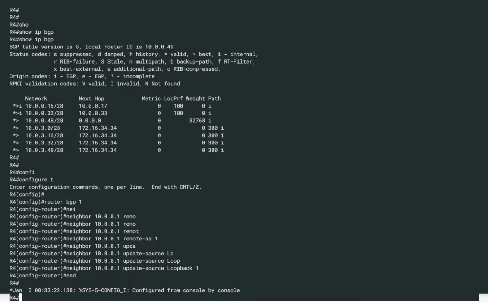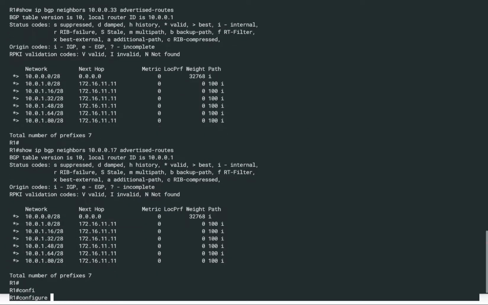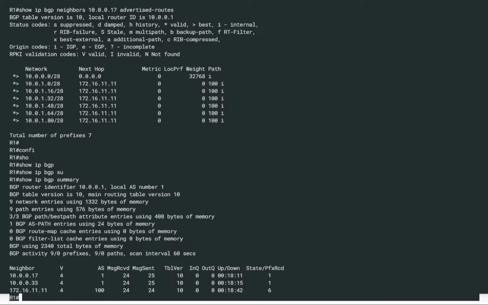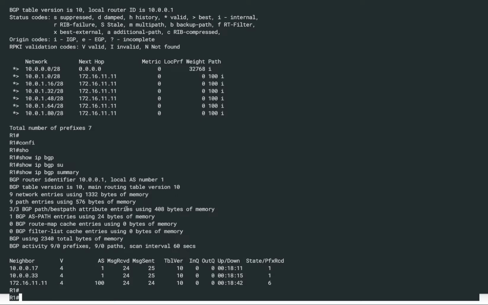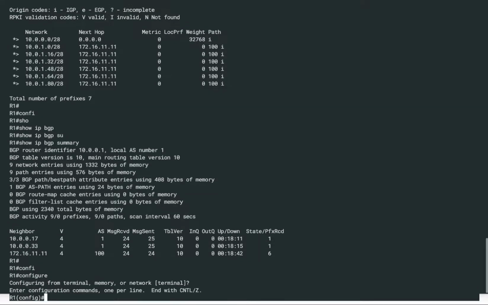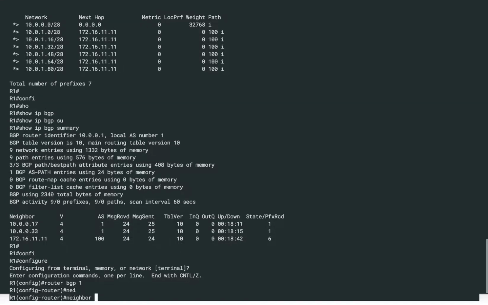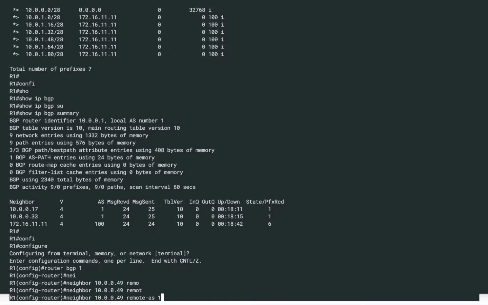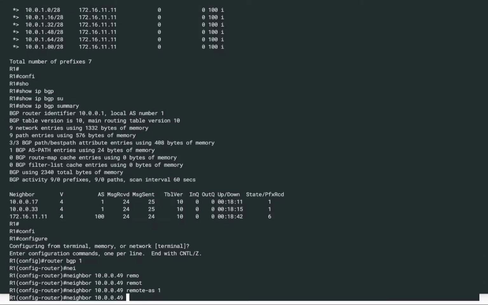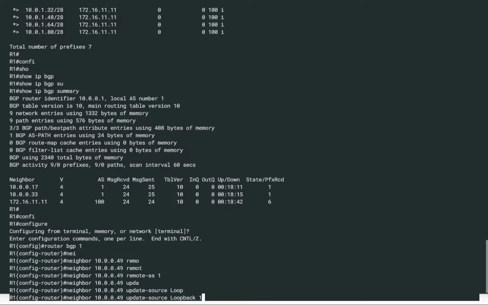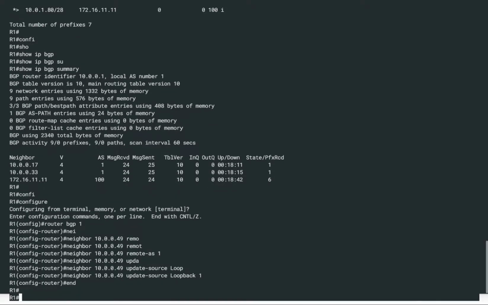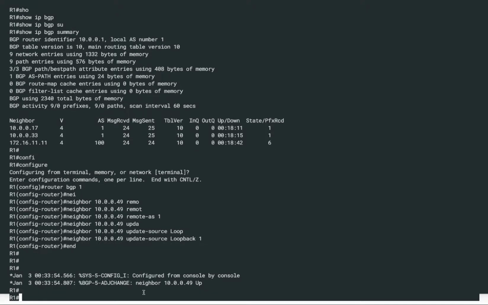Now let's configure router R1. We can do show iBGP summary here, and we can see that we do not have a session right now. So let's go ahead and configure. We go to router BGP 1 and simply add neighbor 10.0.0.49 with a remote AS of 1, and again the update source would be loopback 1. Let's give it a few seconds, and you can see an iBGP session has come up between our router R1 and R4.